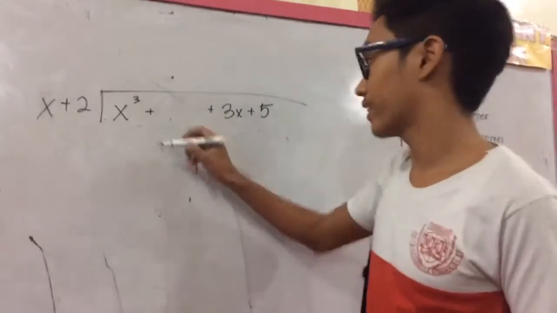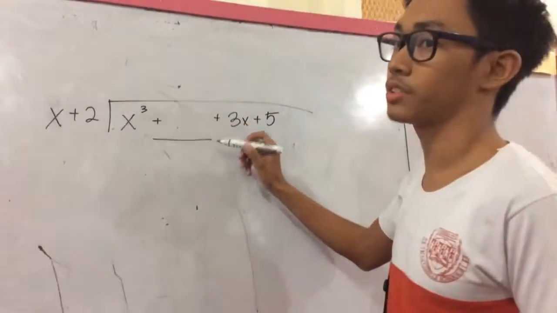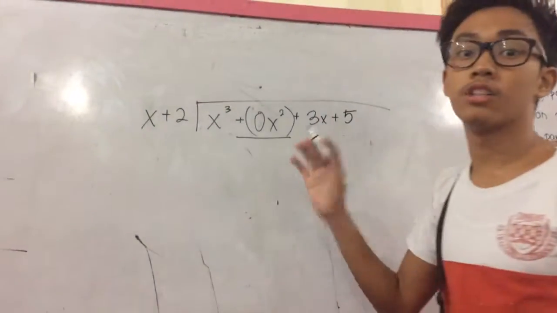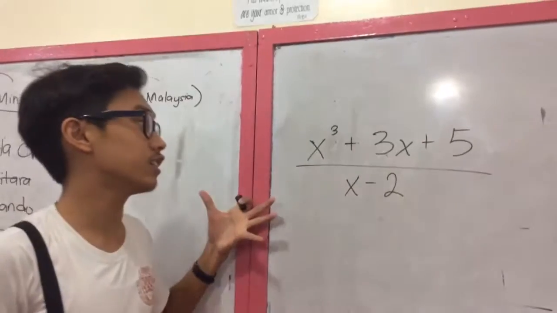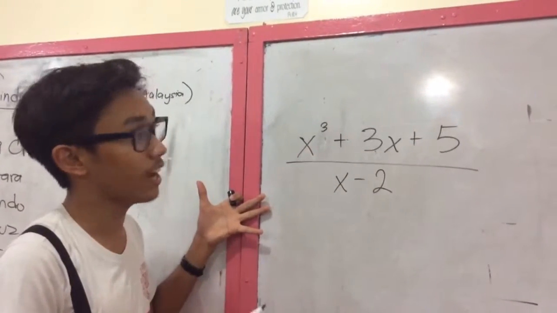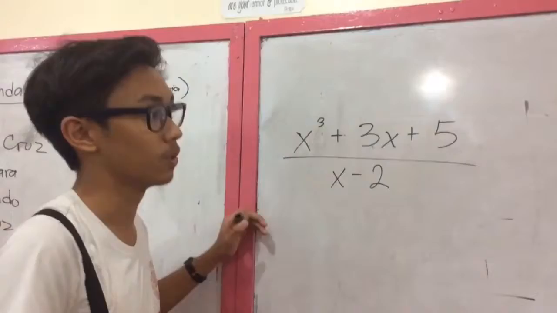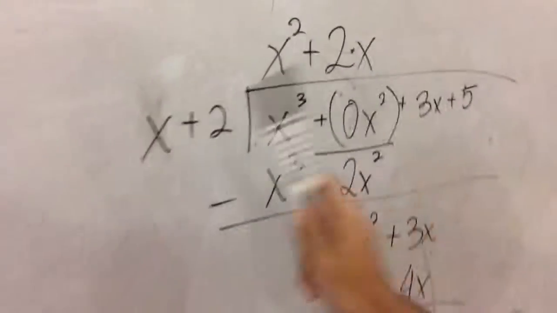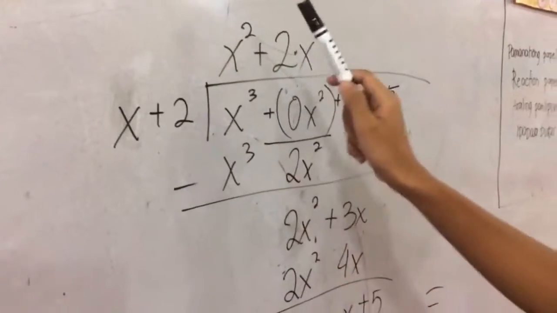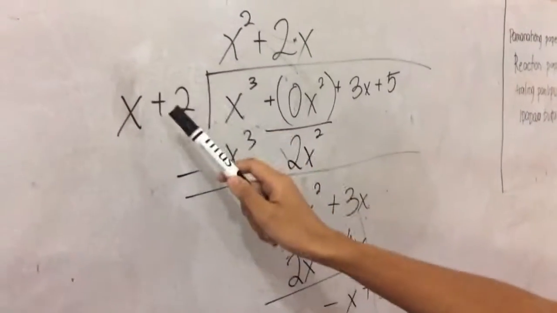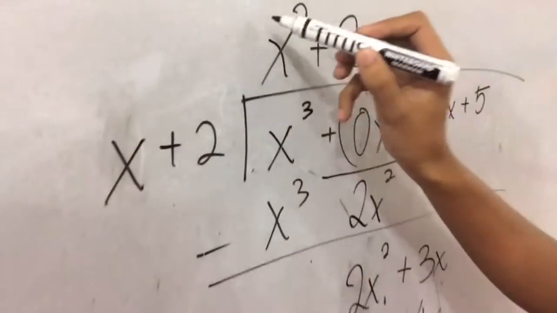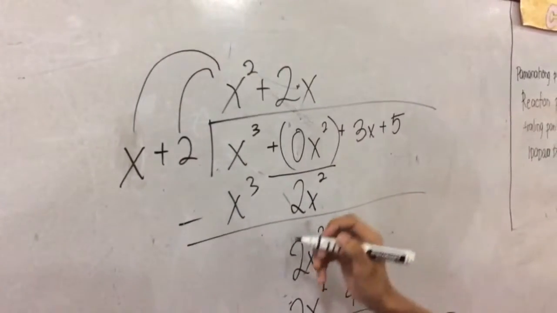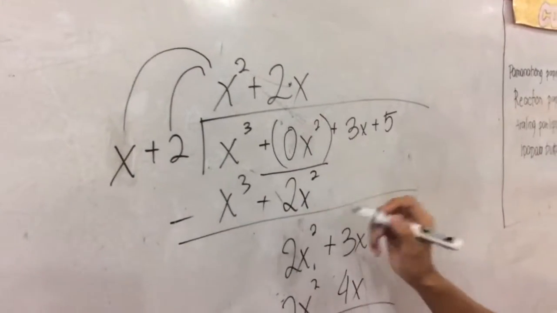So you may notice that there's an empty space between the equations. That's because there should be an invisible 0x squared in the middle. You'll see why in a moment. So how you would really read this question would be x cubed plus 3x plus 5 divided by x minus 2. So if you move over here, let's try and solve this equation. So x divided by x cubed would be x squared, since 3 minus 1 would be 2. So then if you distribute it to both numbers, it would be x cubed minus 2x squared.